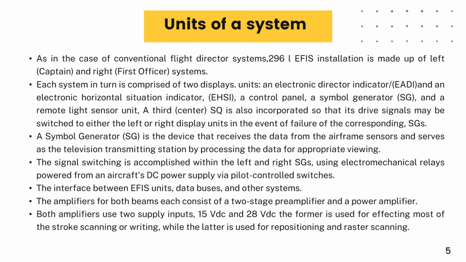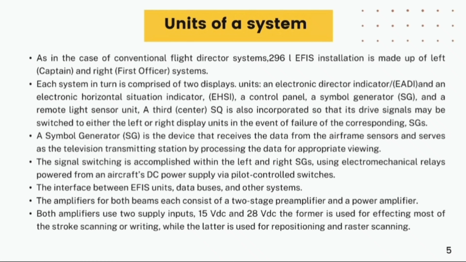Units of a system. As in the case of a conventional flight director system, an EFIS installation is made up of the left, that is captain, and right, that of first officer, systems. Each system in turn is comprised of two display units, an electronic attitude director indicator, EADI, and an electronic horizontal situation indicator, EHSI, a control panel, a symbol generator, SG, and a remote light sensor unit. A third center SG is also incorporated so that its drive signals may be switched to either the left or right display units in the event of failure of the corresponding SGs.